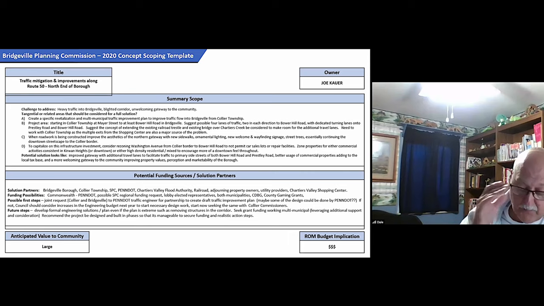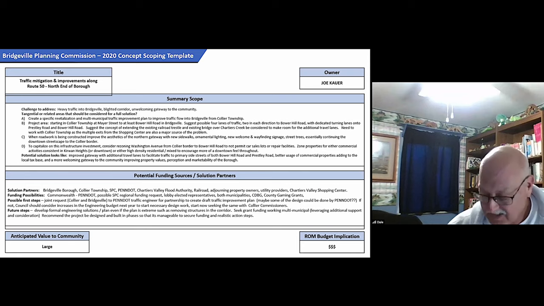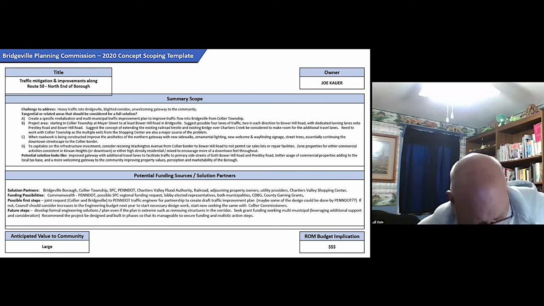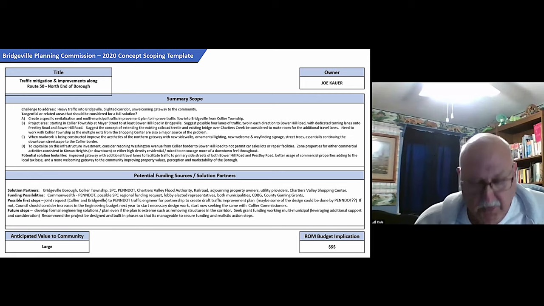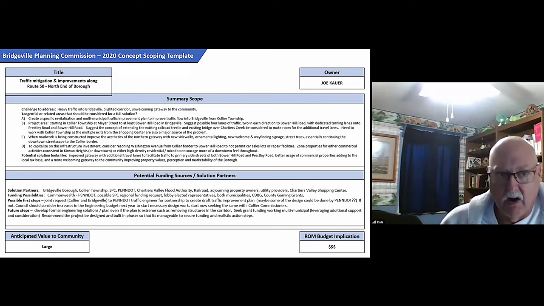Future steps: develop a formal engineering solutions plan, even if the plan is extreme, such as removing structures in the corridor, and seek grant funding. Work multi-municipally, leveraging additional support, and recommend the project be designed and built in phases so that it is manageable to secure funding and realistic action steps. Anticipated value is large. Potential budget implications are large also.